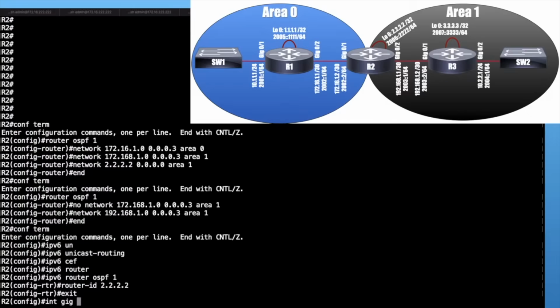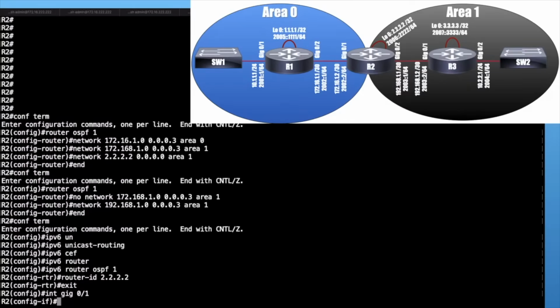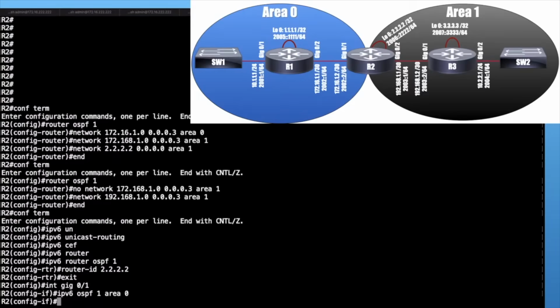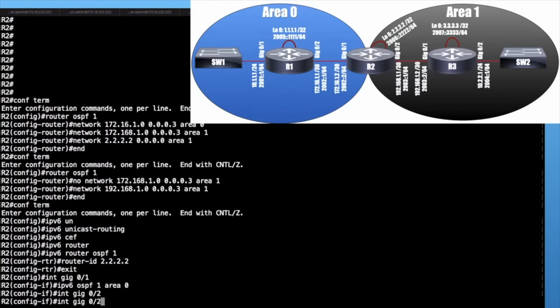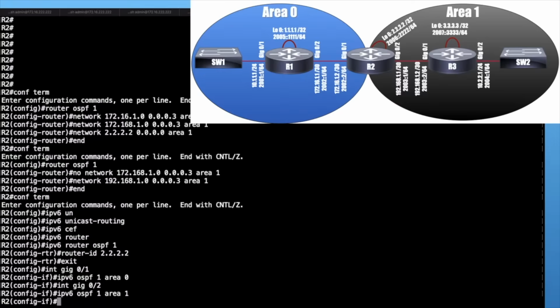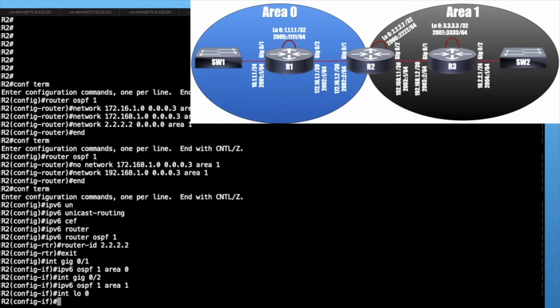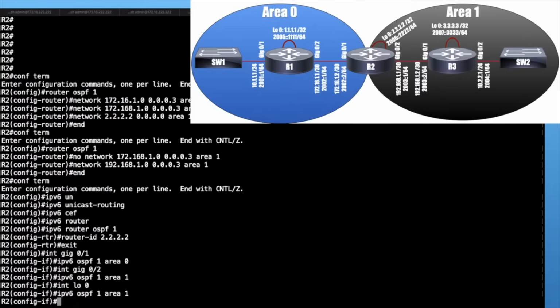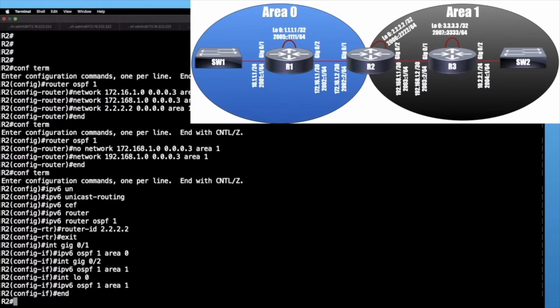I'm going to go into my interfaces and tell them to participate. Interface gigabit 0/1, that is in area 0. So I'll say IPv6, you're part of OSPF process ID 1, but you're in area 0. For interface gig 0/2, you're also part of OSPF process ID 1, but you're in area 1. And for our loopback interface, I'll say IPv6, process ID 1, area 1, and we're good to go there. With just one router to go.